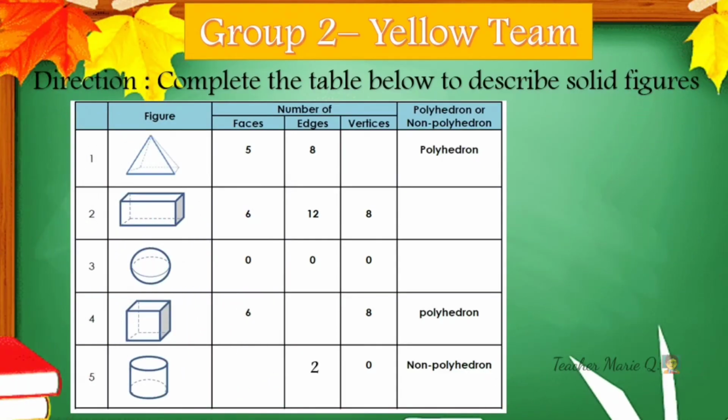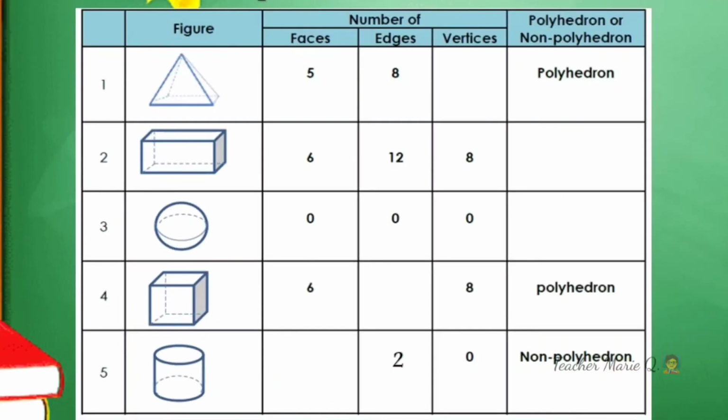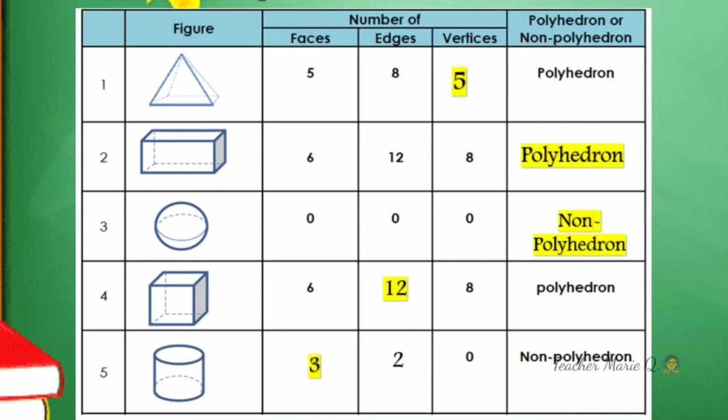Are you ready, yellow team? Let's check your work. Number 1, 5 vertices. Number 2, polyhedron. Number 3, non-polyhedron. Number 4, 12 edges. Number 5, 3 faces. Who get the perfect score? That is fantastic.